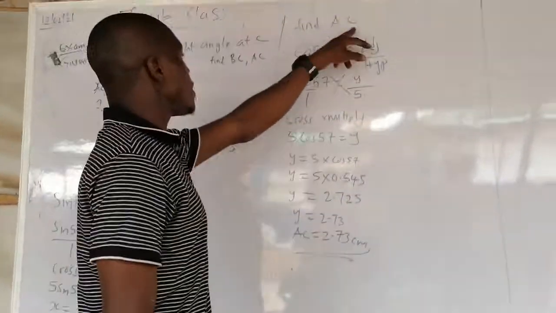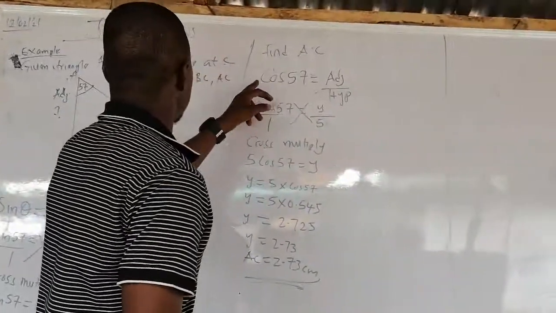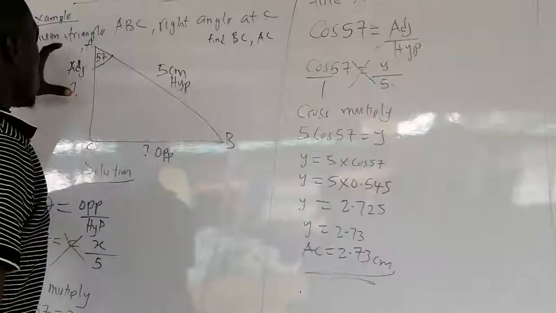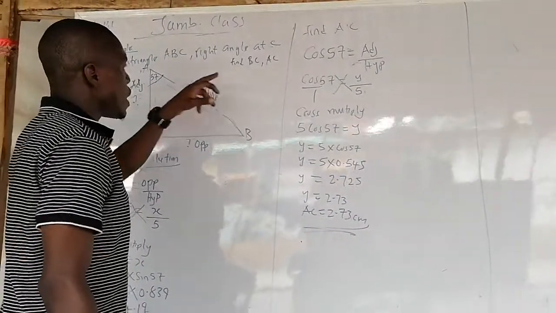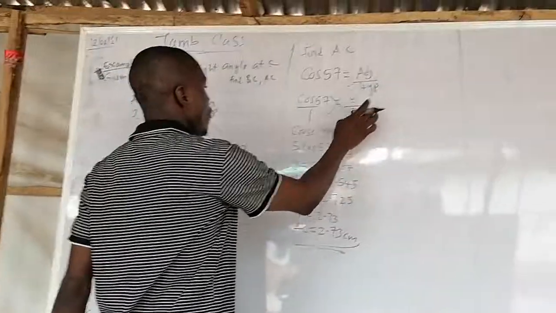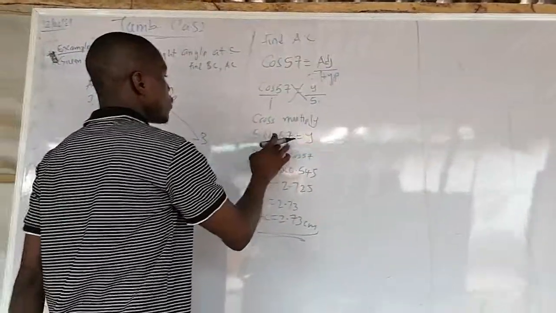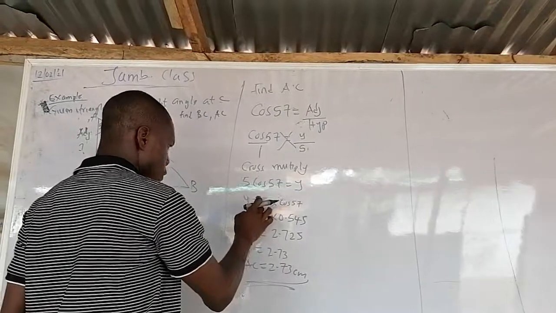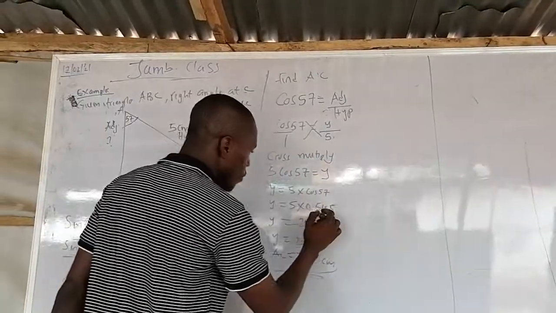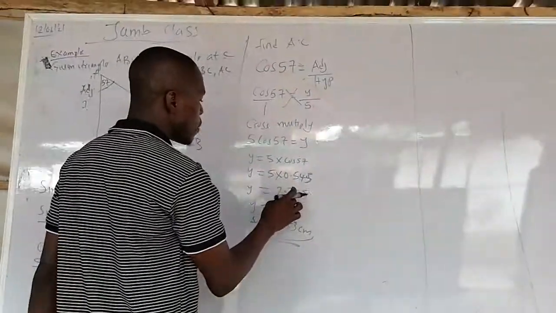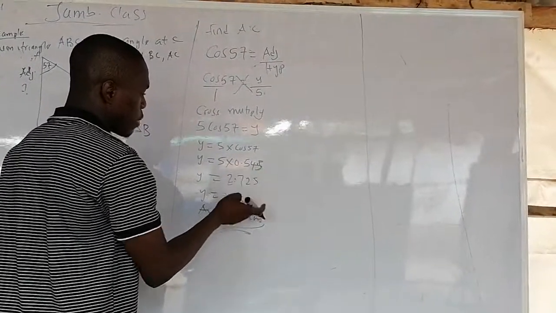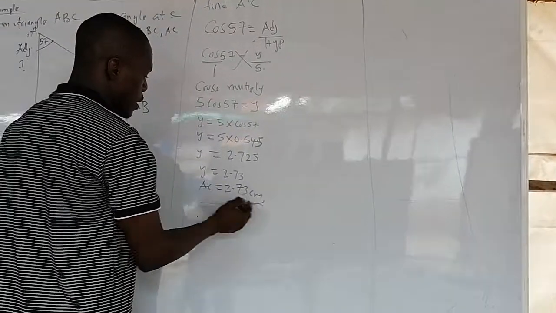Then find AC. We are using cos 57 because we don't know our adjacent. Cos is equal to adjacent over hypotenuse. We don't know our adjacent, so we assume our adjacent to be y. Cos 57 is equal to y over 5. We cross multiply. 5 cos 57 equal to y. Y equal to 5 multiplied by 0.545. Then y is equal to 2.725. Y is equal to 2.73. That is it.